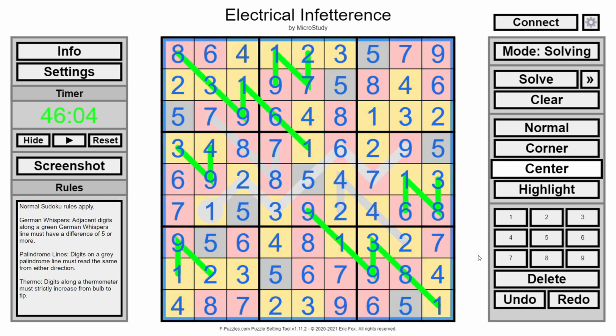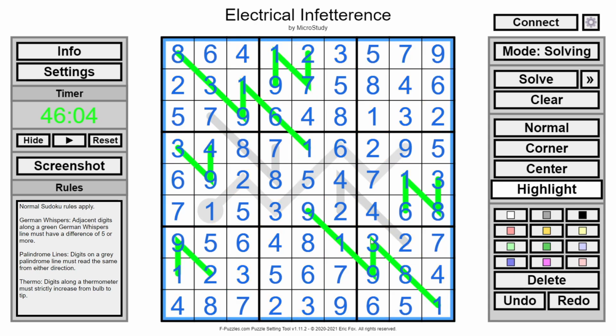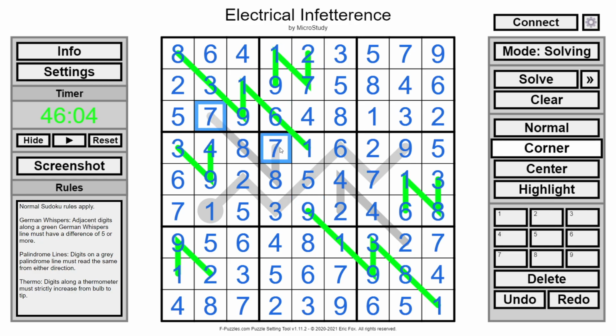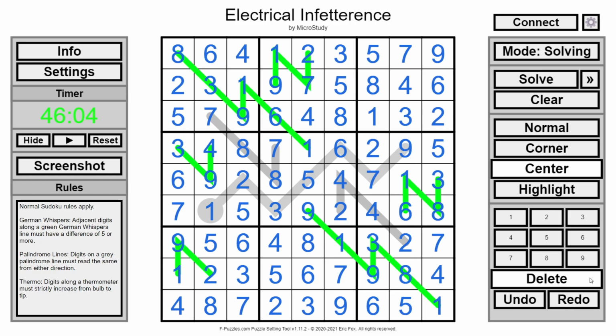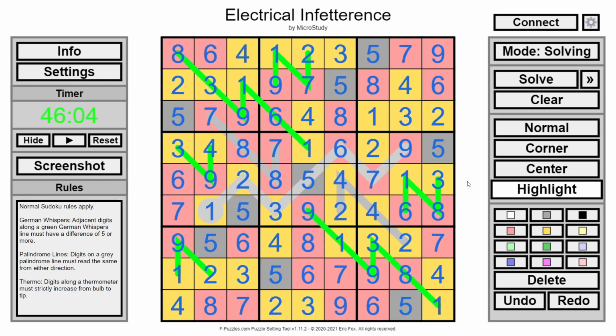Yeah, so here's the fully colored grid, but let's just double check these lines because I want to make sure. 1, 9, 2, that looks like it works. That looks like it works. 8 to 3, 3 to 9. That looks like that works. 7 and 7, 8, 8. 2, 2, 4. I think that's all right. So let's just undo, put the colors back.